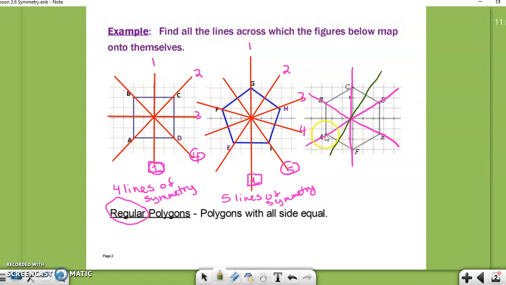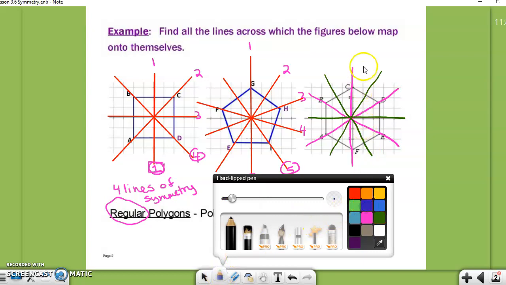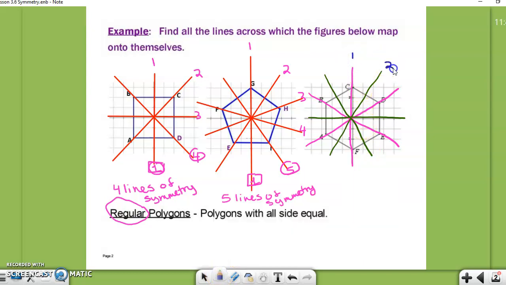So this would fold to here, this would fold to there, and this would fold to here. So the sides would work as well. So I'm going side across the side, and my sides across the sides. So then when I count this one, I have 1, 2, 3, 4, 5, 6, and then I'm back to 1. That's my stopping point. So I have 6 lines of symmetry.